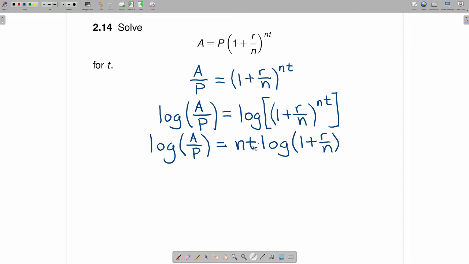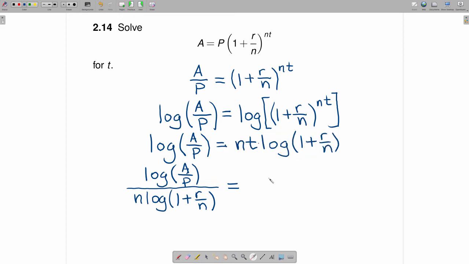The next step to solve for T is we want to divide both sides through by N times the logarithm of 1 plus R over N. So take the left-hand side and divide it through by N times the logarithm of 1 plus R over N. And when you take the right-hand side and divide through by N times the logarithm of 1 plus R over N, you just get T.